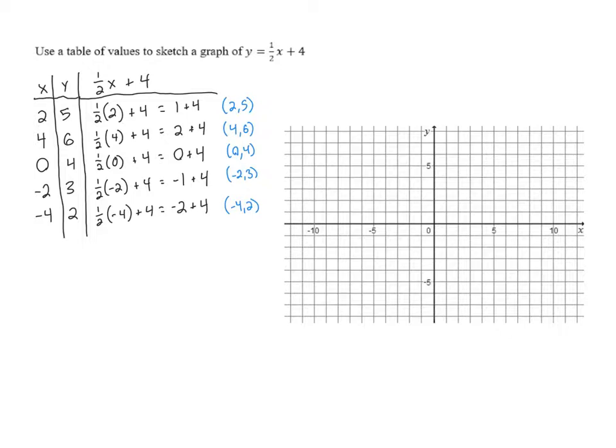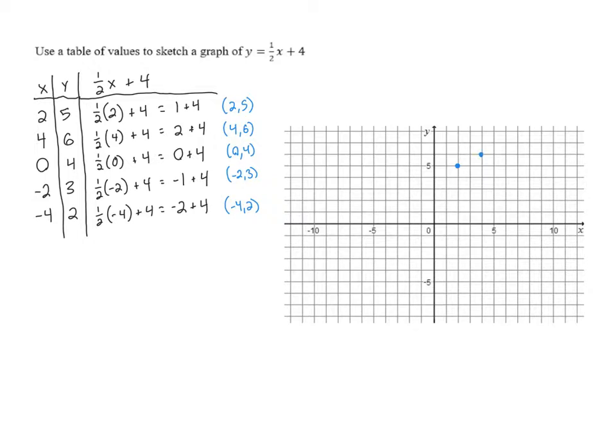Let's plot these points. The first point, 2, 5, we start at the origin. Because the x-coordinate is 2, we go to the right 2. And the y-coordinate is 5, so we go up 5. And so that point is going to be at 2, 5, which is right here. The next point is 4, 6. So we go to the right 4 along the x-axis, and then we go up 6, so that we're at 6 along the y-axis. And then the second point is right here at 4, 6.